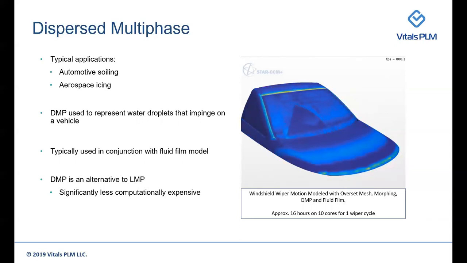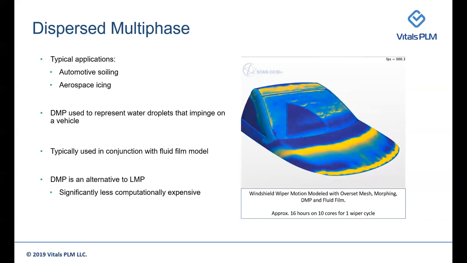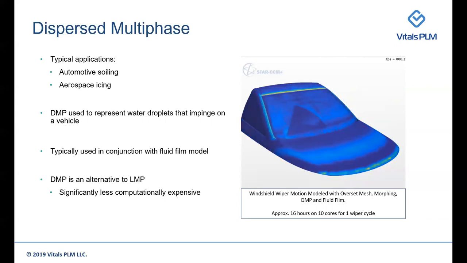And here we also see other modeling capabilities like overset mesh morphing have been used. And it took 16 hours and 10 cores for one wiping cycle. It can be used with a fluid film model, but it cannot be used with a hybrid VOF, which we see in the upcoming slides.